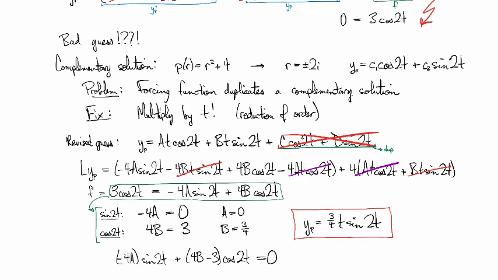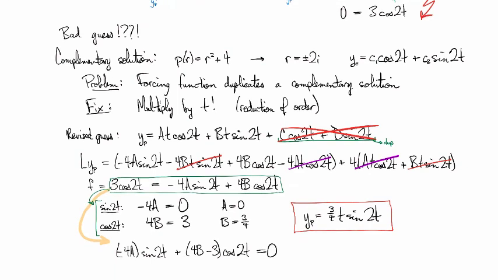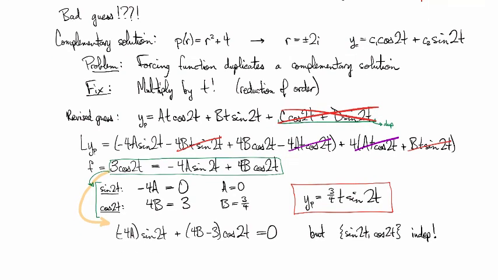So I've just rewritten this equation here in the green box, and I wanted to write it as a dependence relation. We have a linear combination of sine and cosine that adds up to be 0, but we know that sine 2t and cosine 2t are linearly independent. We checked that with the Wronskian and so on. So the only way that you can have this is if all of the coefficients, minus 4a and 4b minus 3, are equal to 0. And so it's exactly these equations right here that we solve in this system. And so that's linear independence.